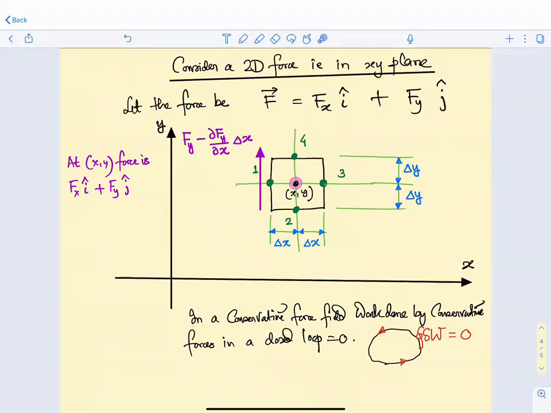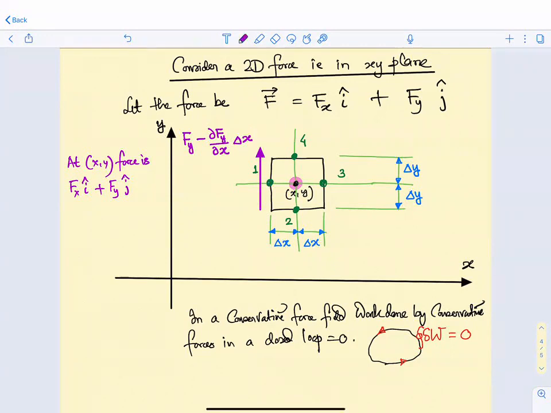This is C. That means here to here. See, along this line shown, only x varies, right? So from this center point, the center of this rectangle, to the point 1, this line is parallel to the x-axis. So fy varies with the x coordinate. So that is why del fy del x is the rate of variation of fy with respect to x, and that is multiplied by delta x.